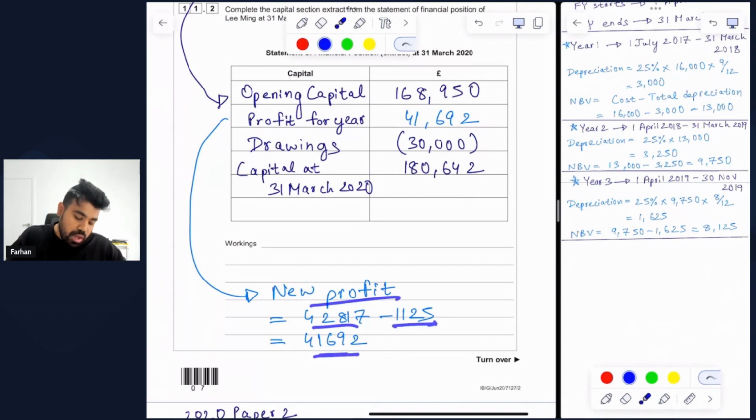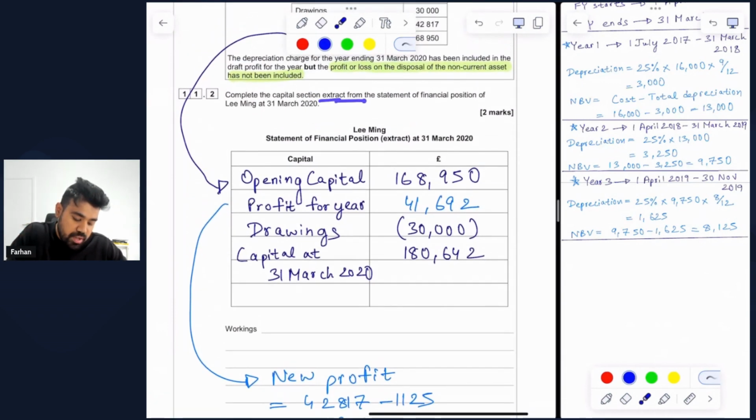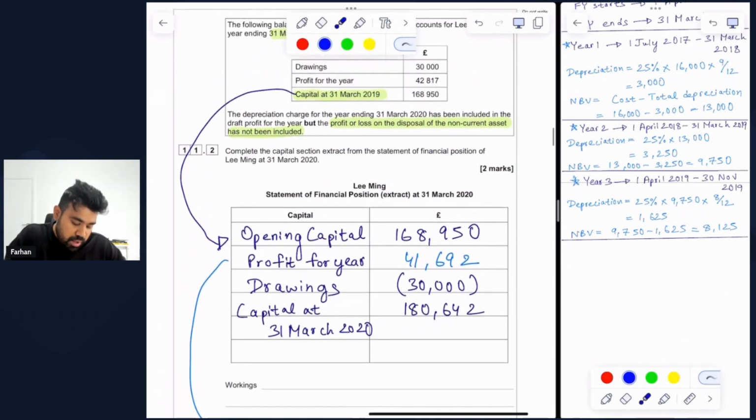£41,692. Now, if you want to complete the capital section extract at 31 March 2020, we start with the opening capital. So the opening capital, as I've explained earlier, is the closing capital from end of previous financial year at 31 March 2019. So you can write opening capital or you can write capital at 1 April 2019. It's the same thing. And it's £168,950. Then we add profit for the year, which is £41,692.